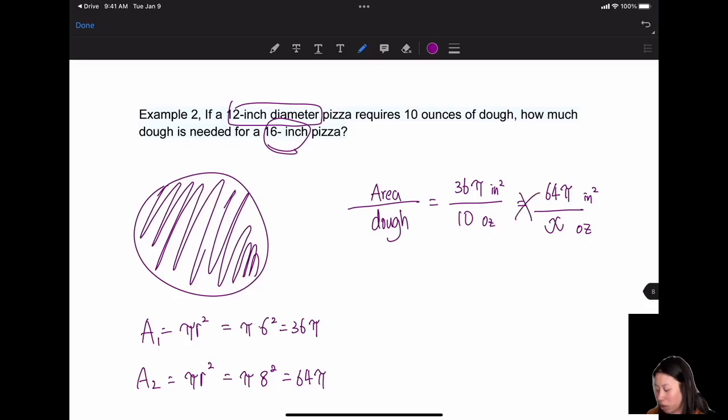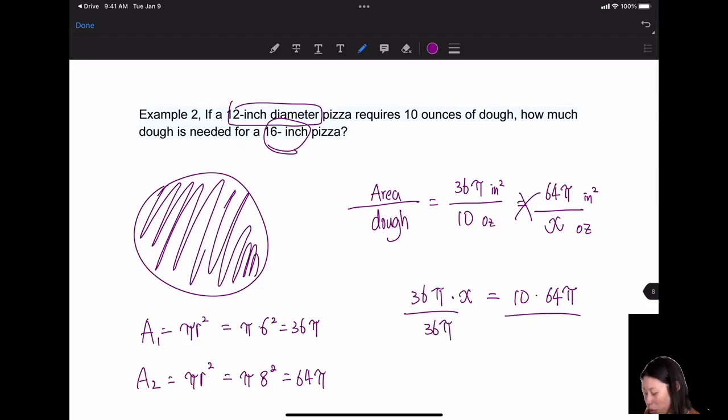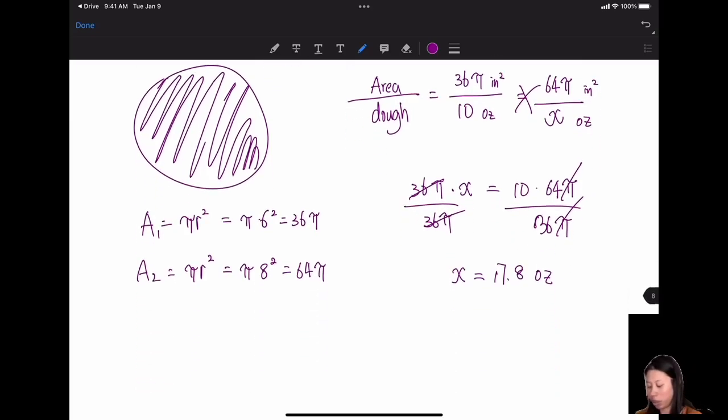So we cross multiply. So we have 36 pi times x equals 10 times 64 pi. And then we divide by 36 pi on both sides. The reason I want to keep the pi is that I'm trying to cancel out the pi and give you a more accurate answer. So when you solve it, you will get x equals 17.8 ounces. That's how much you need for a pizza.